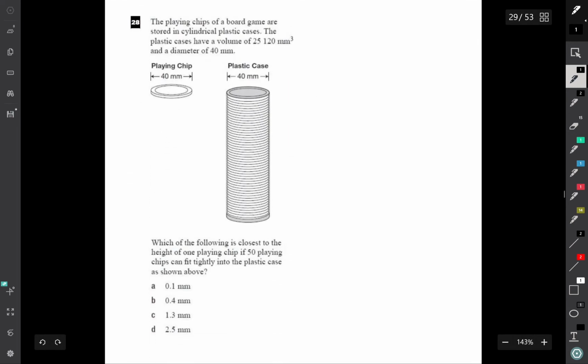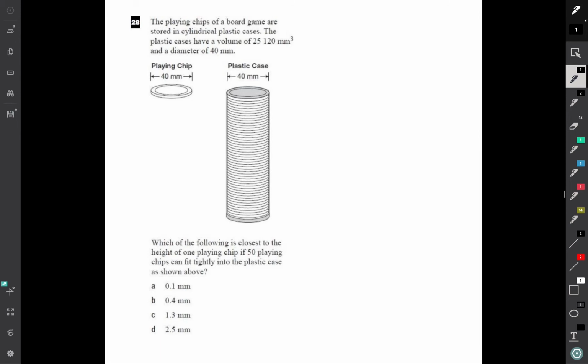28. The playing chips of a board game are stored in cylindrical plastic cases. Plastic cases have a volume of 25,120 millimeters cubed and a diameter of 40 millimeters. Which of the following is closest to the height of one playing chip if 50 playing chips can fit tightly into the plastic case as shown above.